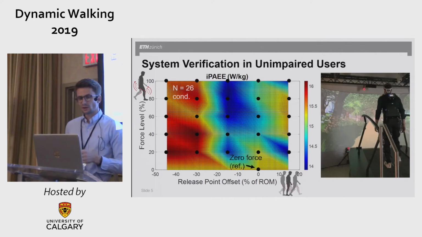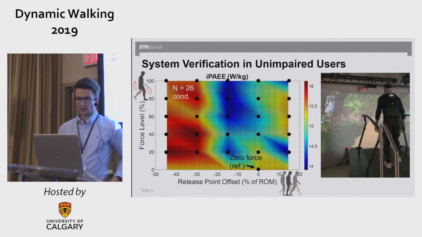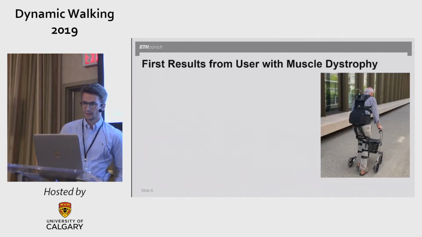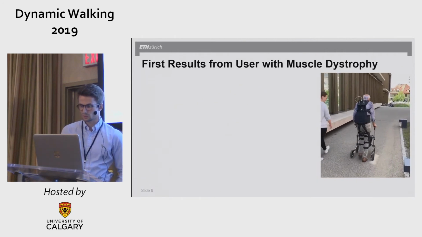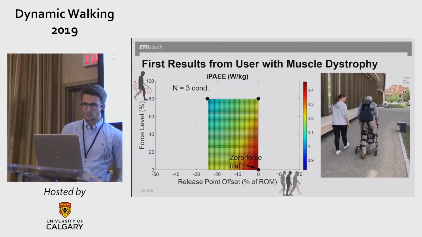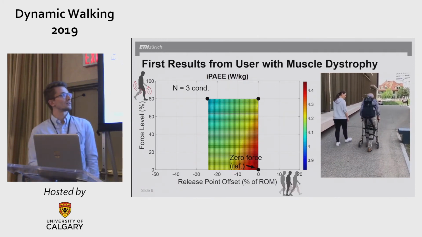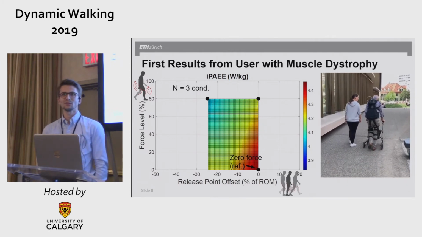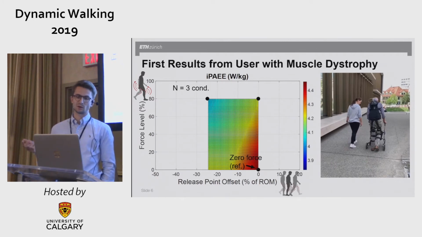And that was promising, so we wanted to make a move from unimpaired users to our actual target population and see if we could actually optimize their performance in that landscape. So here we see our test with an impaired user with muscle dystrophy walking outside. And here we see his metabolic landscape. And you might realize that there's only 3 dots in this graph and not 26. And that is because after 3 conditions, and that was still while we were building our prior, the participant fatigued.